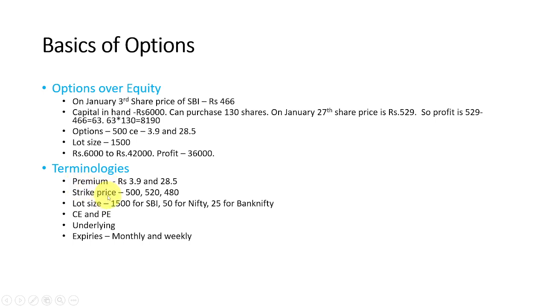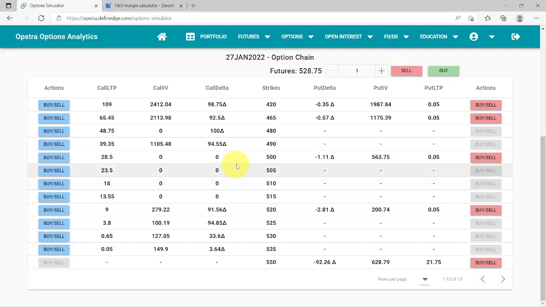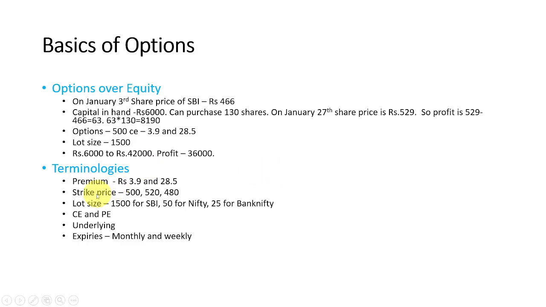And strike price is, like in this 500 call option, 500 is the strike price. In this example, SBI has strike prices in multiples of 5: 505, 510, 515. A few are missing, like 575, 585, 595, because there won't be much open interest in those. We can talk about open interest in some other video, but for now you can see that strike prices are available in multiples of 5. That is called a strike price. And the lot size for SBI is 1,500. I have told previously that for Nifty it is 50 and for Bank Nifty it is 25.